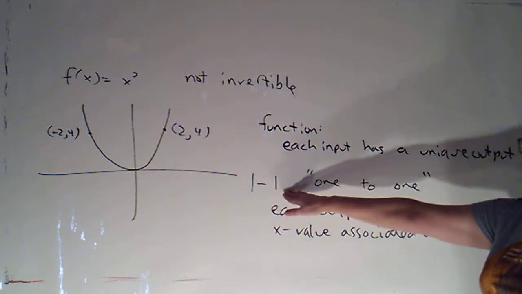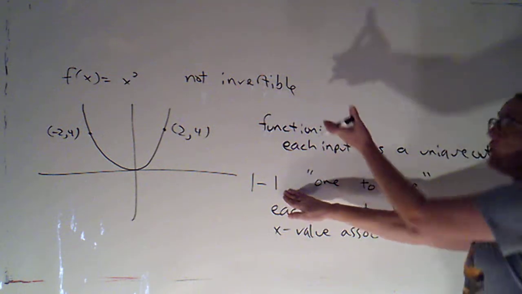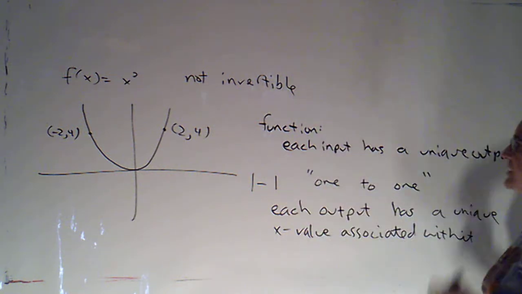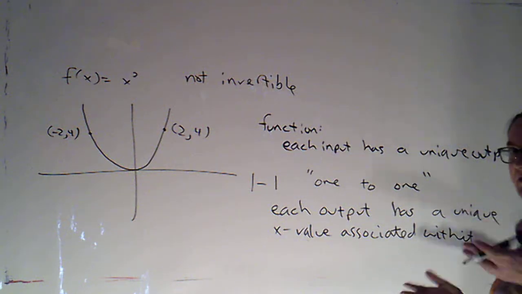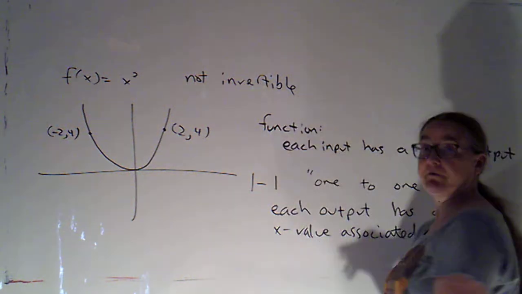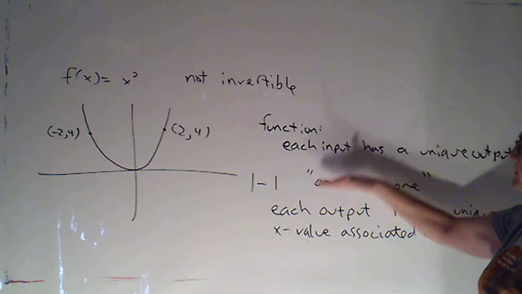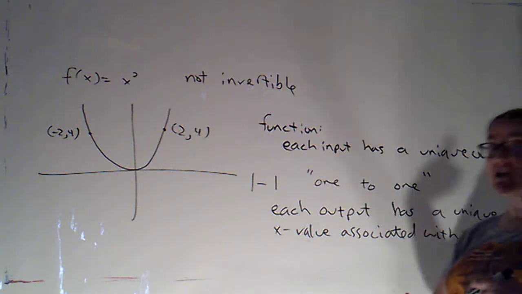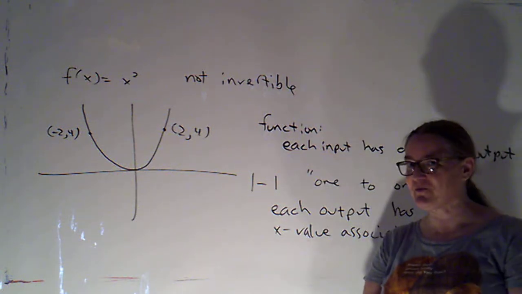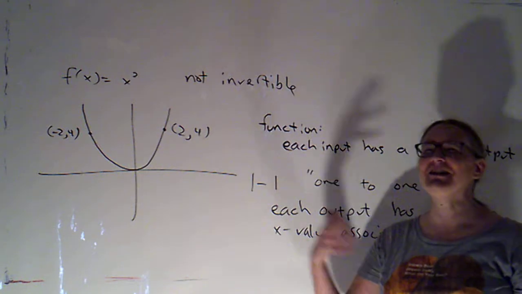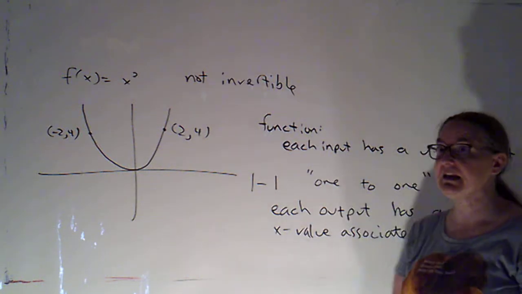Okay, we only talk about things being 1 to 1 if they're already functions. Okay, so we talk about 1 to 1 functions. We don't talk about 1 to 1 graphs unless it's already the graph of a function. So it has to be a function, and then we say it's 1 to 1 if in addition to each input having a unique output, there's no double standard. Each output also gets a unique input.